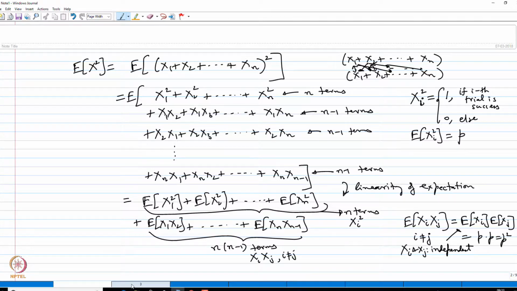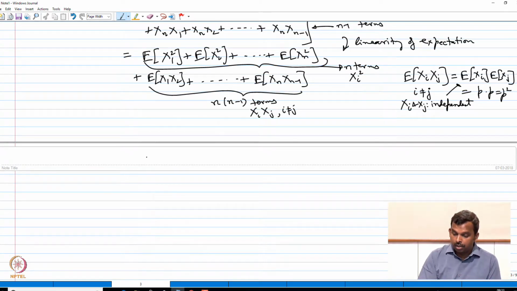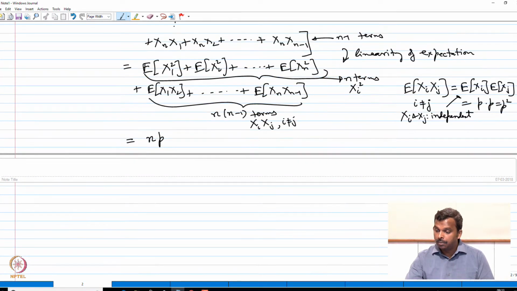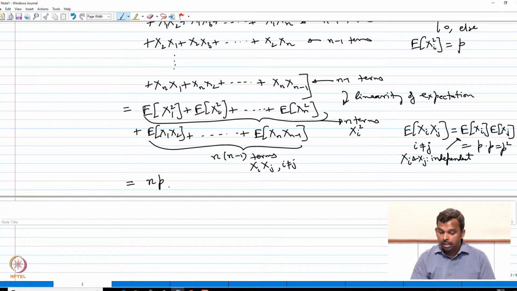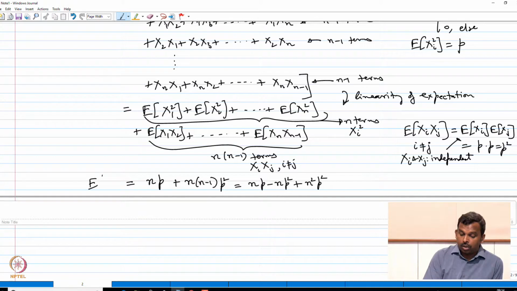Okay, so now you go in and use the same formula here. So this becomes equal to n times p, expected value of xi squared is p, we had that right there. And then plus n times n minus 1 times expected value of xi xj, which is p squared. So you get np minus np squared plus n squared p squared. I've just expanded this and written it in a different way. So that is expected value of x squared.